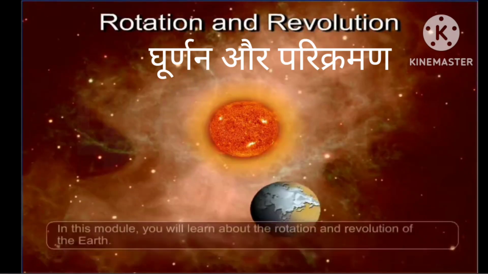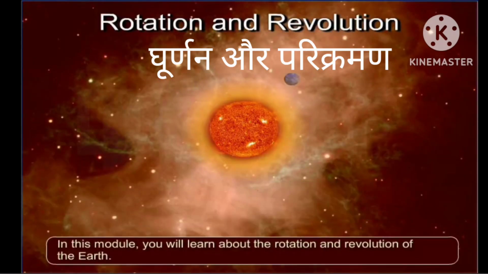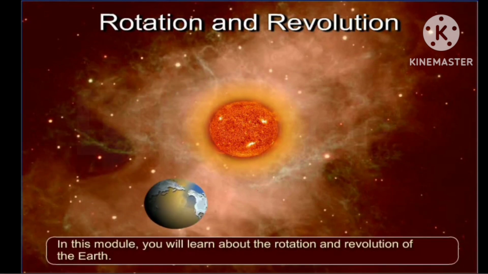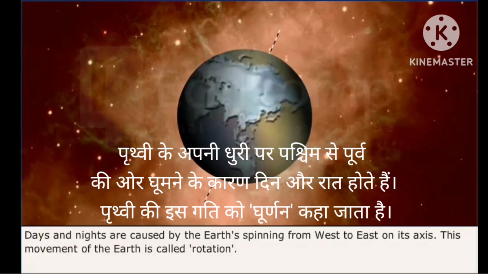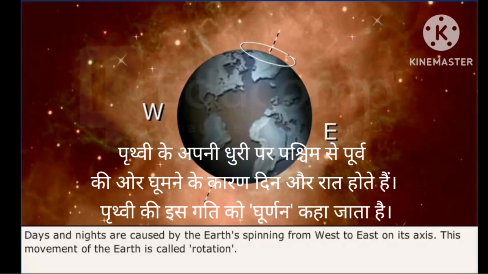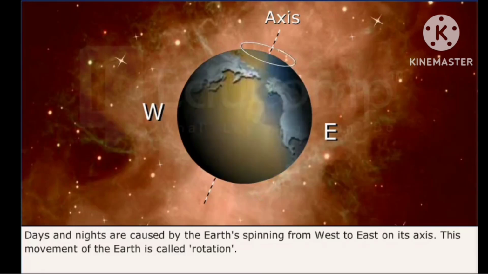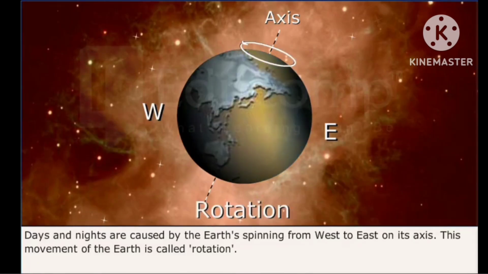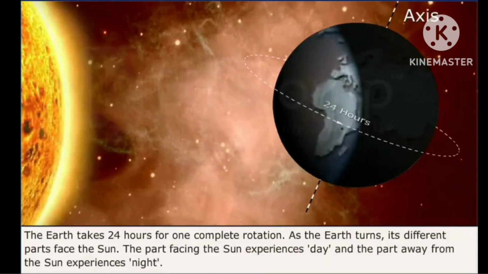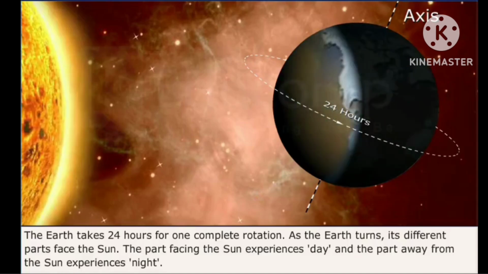Rotation and revolution. In this module, you will learn about the rotation and revolution of the Earth. Days and nights are caused by the Earth spinning from west to east on its axis. This movement of the Earth is called rotation. The Earth takes 24 hours to finish one complete rotation.